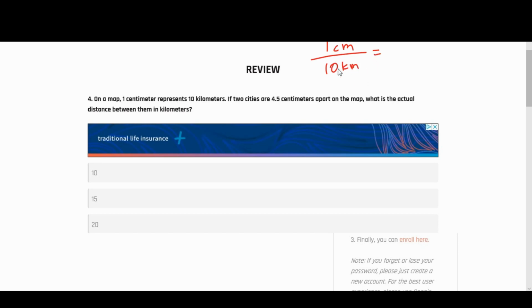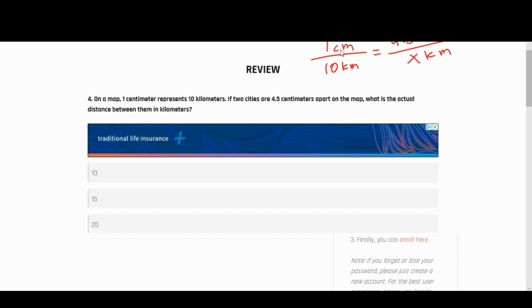And we want to use this information to figure out how far 2 cities are apart that are 4.5 centimeters apart on the map. We want to know the actual distance in kilometers. So one thing you want to notice is I put the centimeters in the numerator and the kilometers in the denominator. When you set up proportions with different measurements, you do have to make sure that if you put centimeters in the numerator, you put them in the numerator on the other side of the proportion.